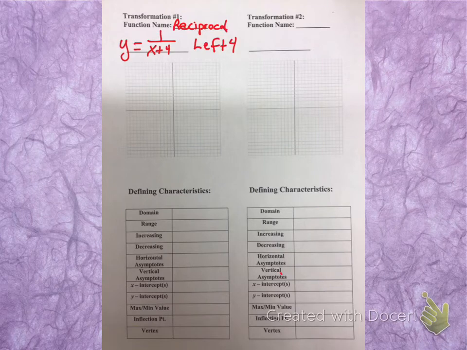So this is really small. I'll try to see this. 1, 2, 3, 4. It's at x equals -4. So I'm actually going to put that down here. My vertical asymptote is now at x equals -4.